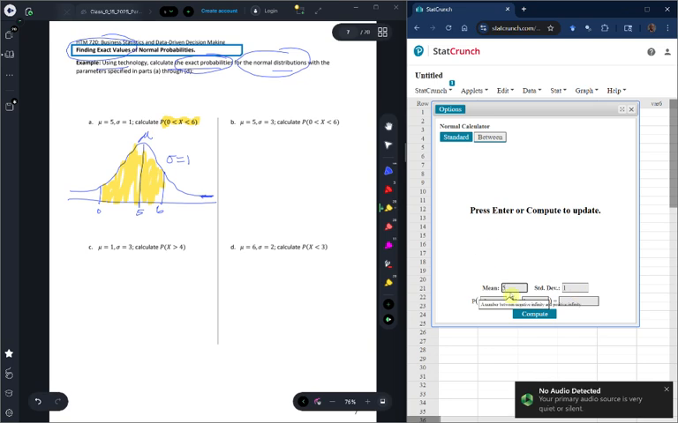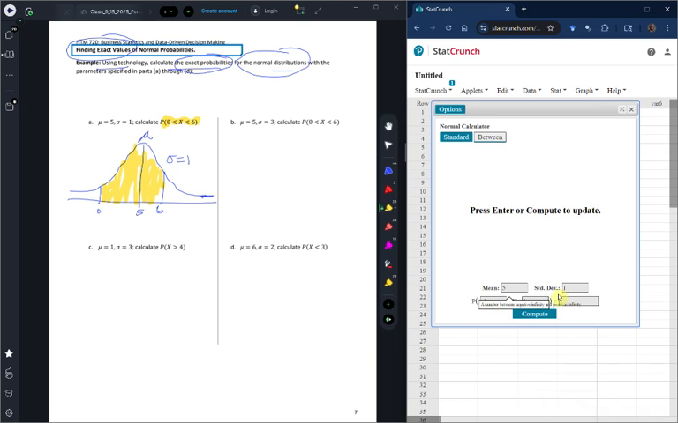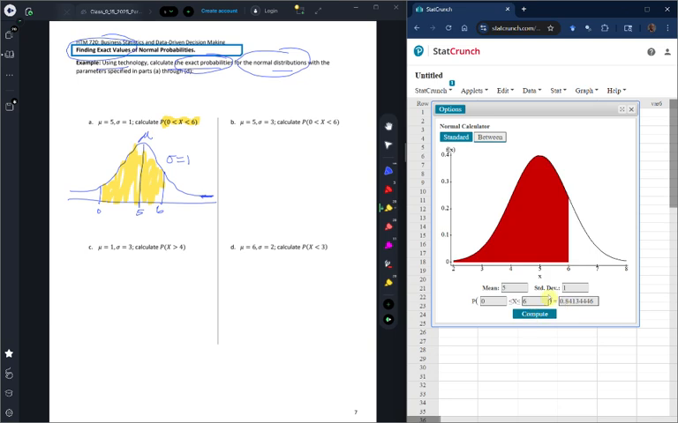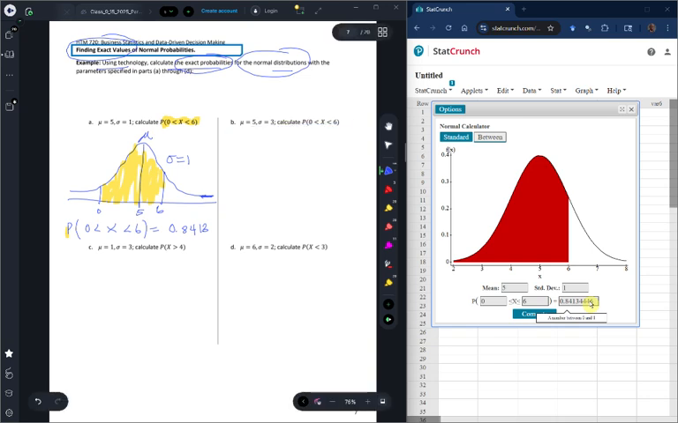And I'm interested in particular in the area between two values, 0 and 6. And I can compute that area. So between 0 and 6, it is 0.8413. So the probability that x lies between 0 and 6 is 0.8413.